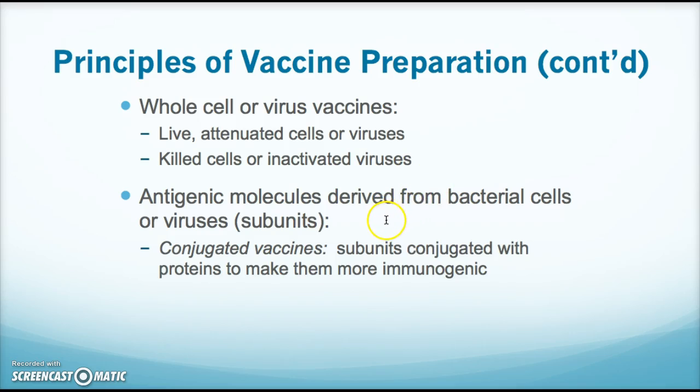And then the last thing that we could have is antigenic molecules. So if we know what it is from a bacterial cell or virus, the actual subunit that can cause an immune response, we may be able to manufacture these, and then we probably have to put them in conjunction with another protein so that they're large enough to get that immune response. And these would be called conjugated vaccines, meaning that we have taken those subunits and we've added proteins so that they create a better stimulus of the immune system.